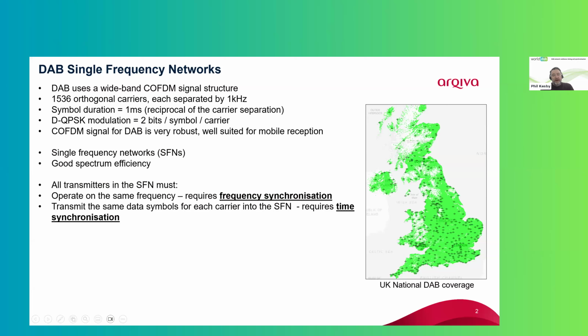Okay, so DAB uses wideband OFDM technology where we have 1536 carriers, and we basically modulate the carriers with 2 bits per carrier per symbol period. What this basically means is that the signal is extremely robust. If you could press the down button, please, Michelle.